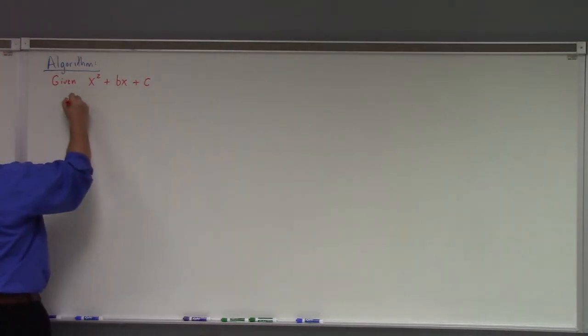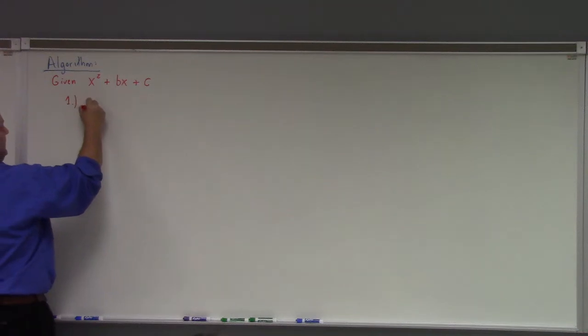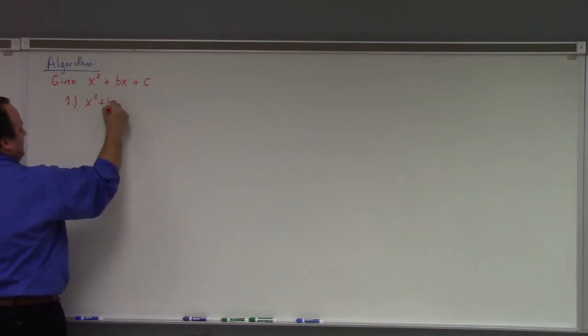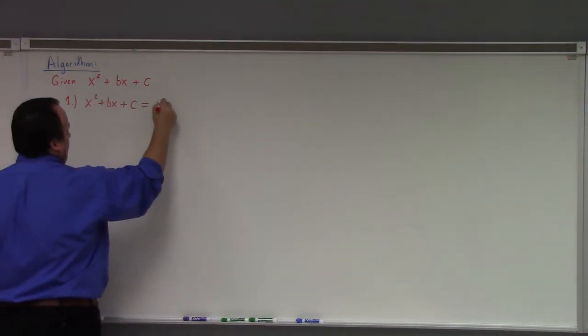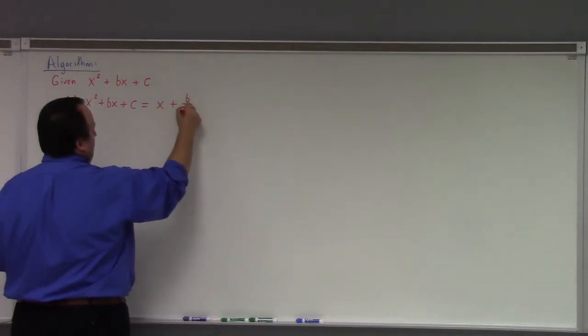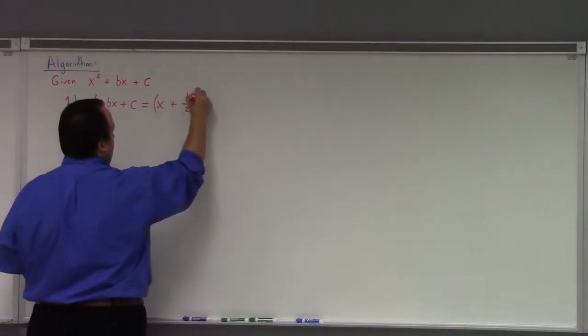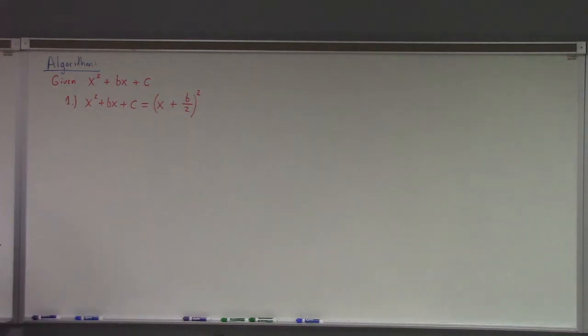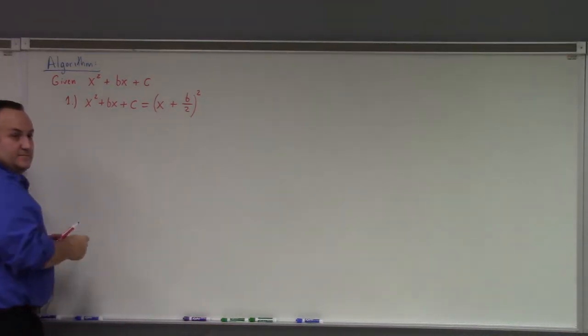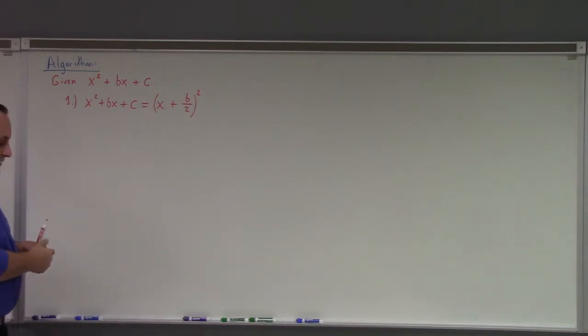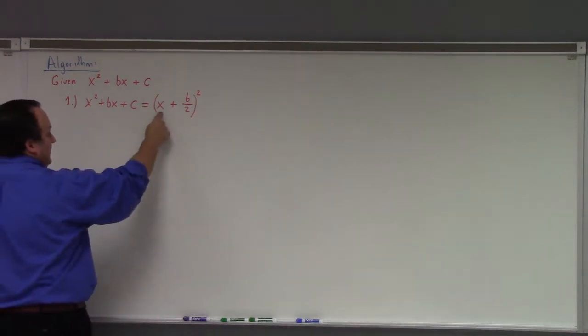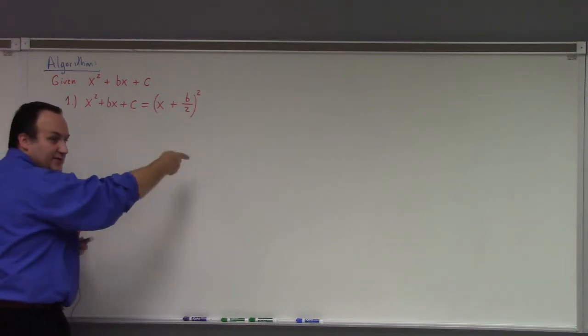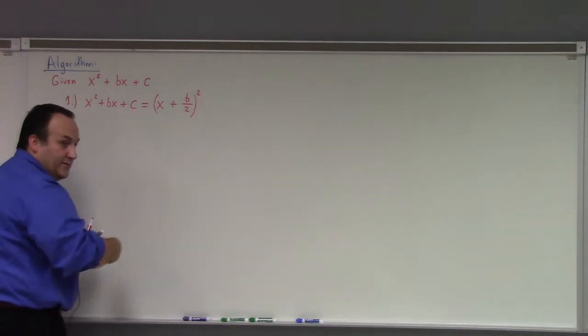We notice that number 1, x squared plus bx plus c is x plus b over 2 quantity squared, right? Well, you say, what do you mean right? What are you talking about? Well, what happens if you FOIL this out? If you multiply that out, what do you get? You get back x squared plus b over 2x plus b over 2x plus b squared over 4.